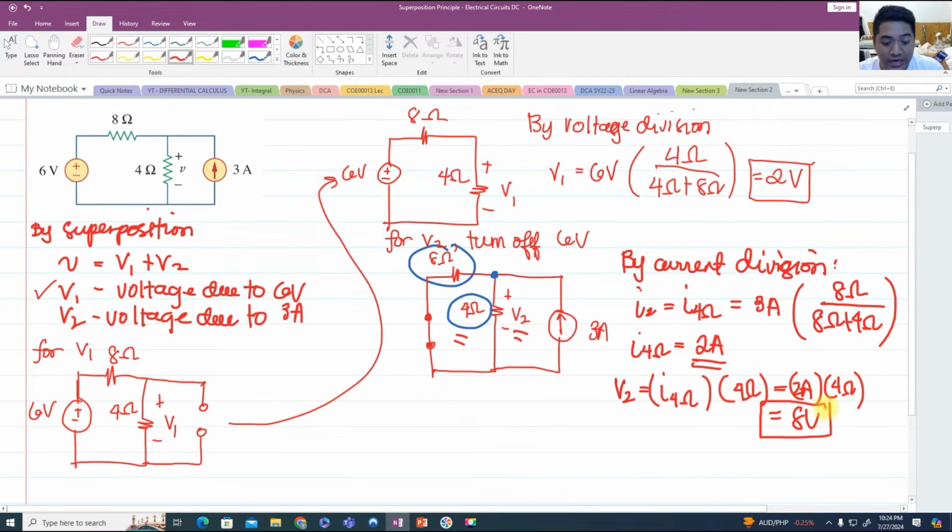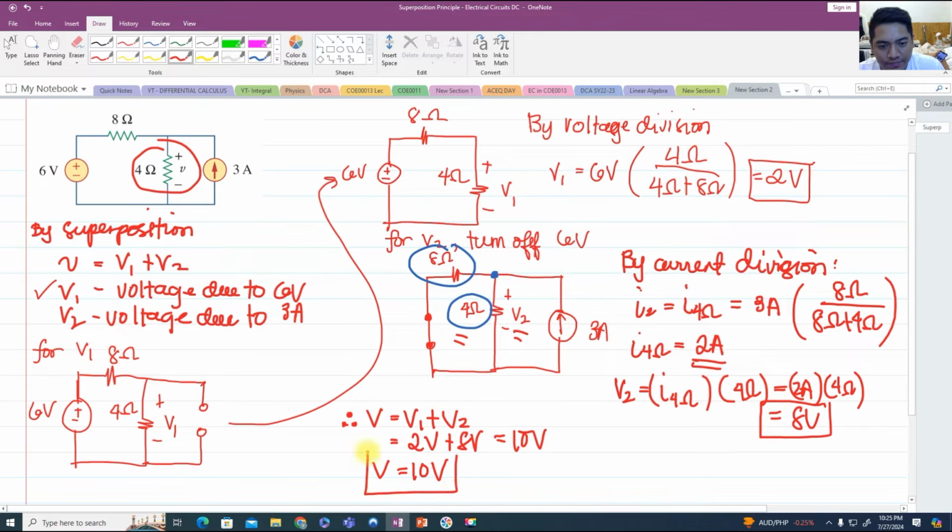Okay? And that is not the answer. The answer is, by superposition, we algebraically add V1 and V2 to get V, the actual V in this circuit. So V equals V sub 1 plus V sub 2. The result of V sub 1 is 2 volts, plus this 8 volts. So definitely V is 10 volts. So the answer is V is 10 volts.